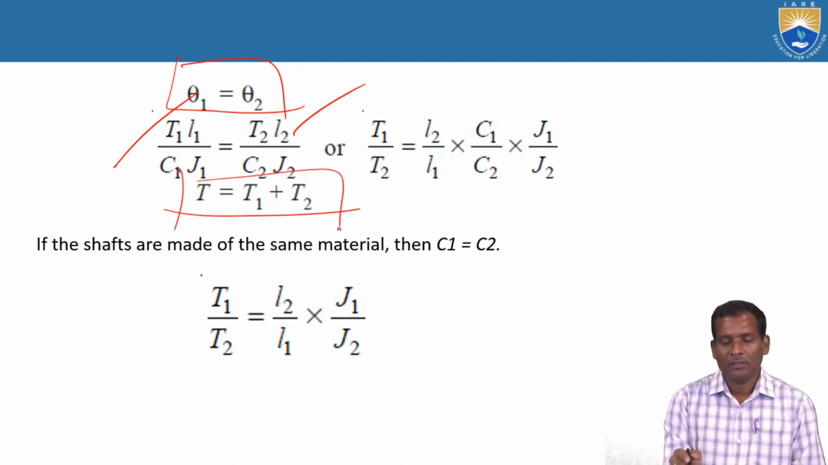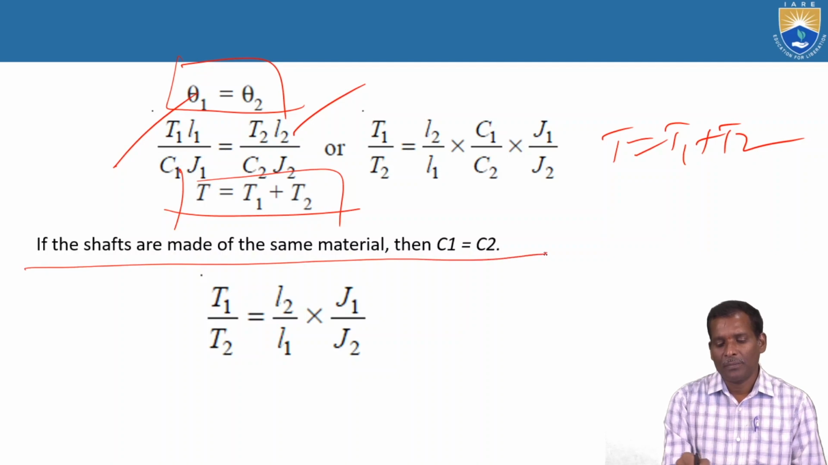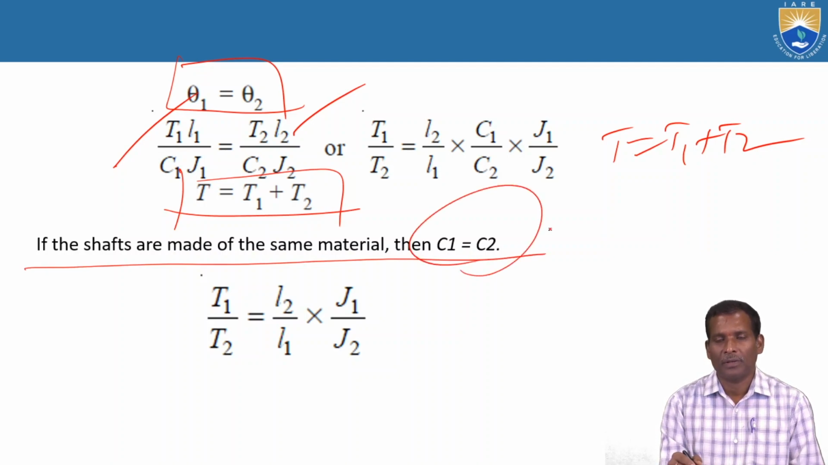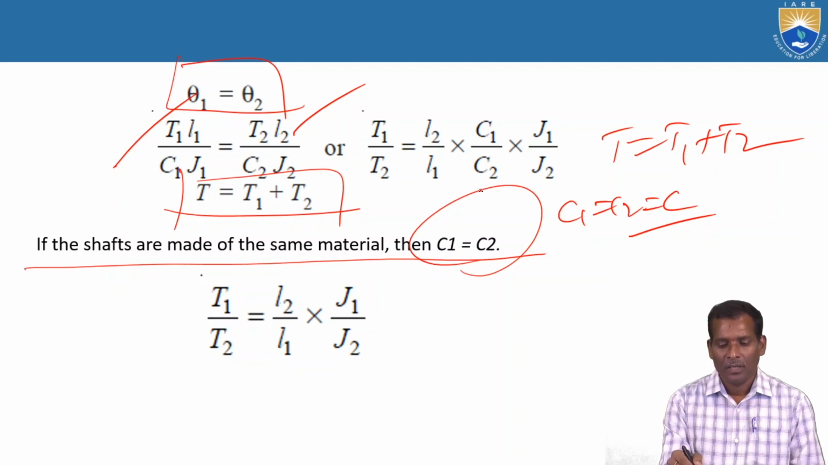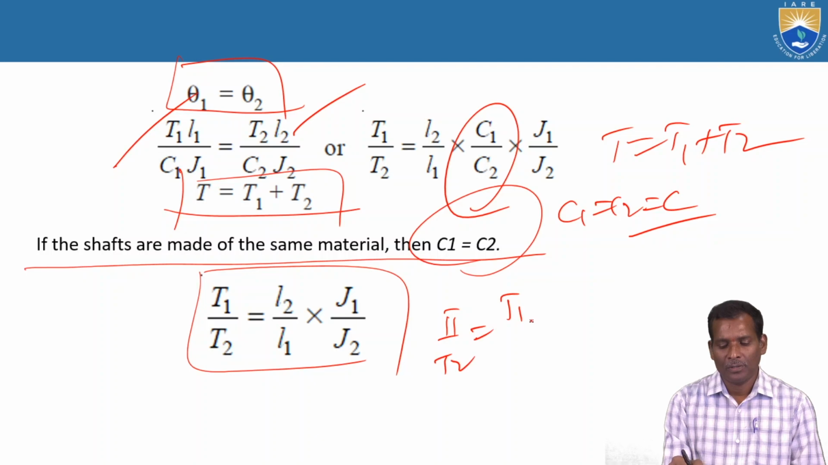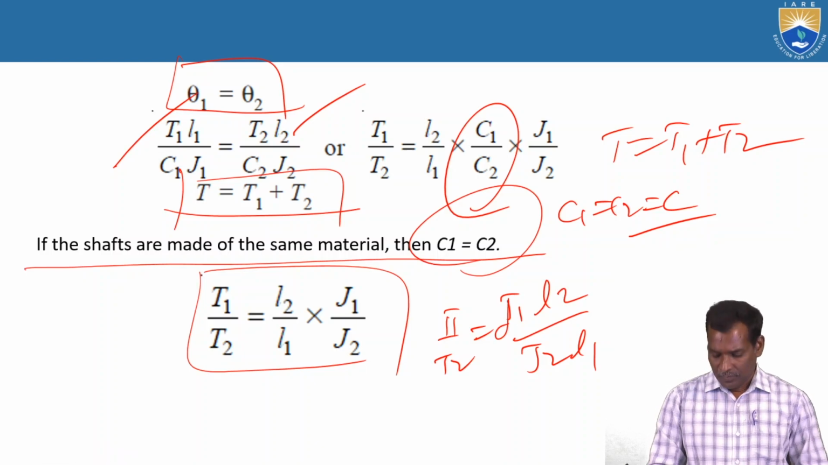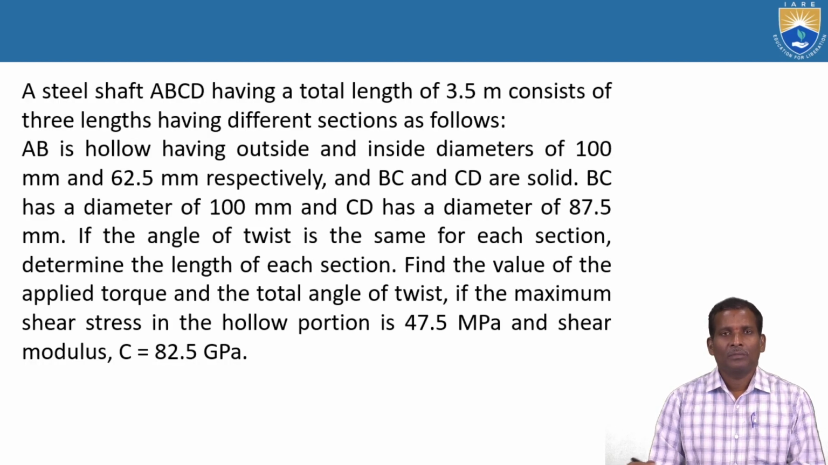Now at the junction, the total torque is T1 plus T2. If the shafts are made of the same material, then C1 is equal to C2, so in this equation both are the same and cancel. So T1 L1 by J1 equals T2 L2 by J2, which gives T1 by T2 is equal to J1 L2 by J2 L1. Now we will see one problem on parallel shafts and series shafts.